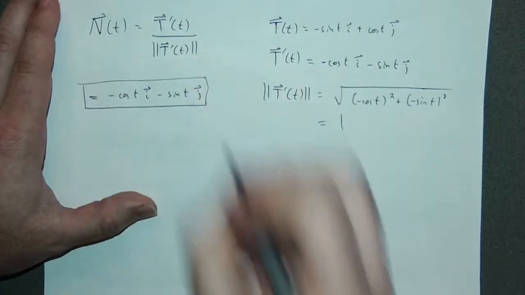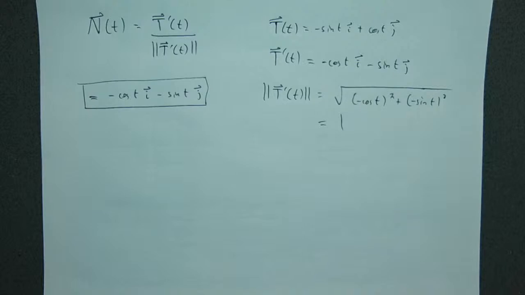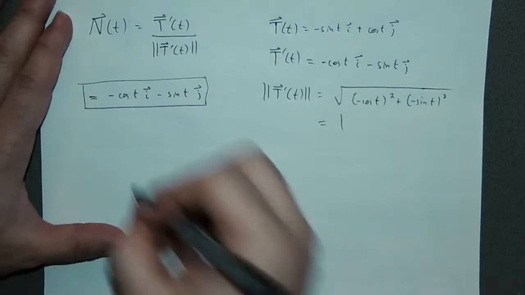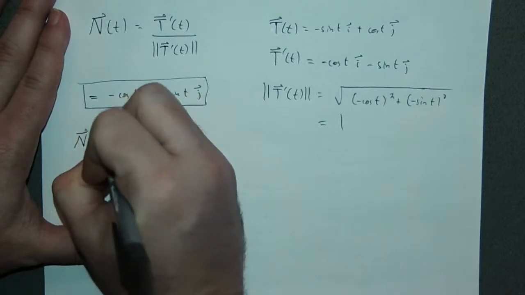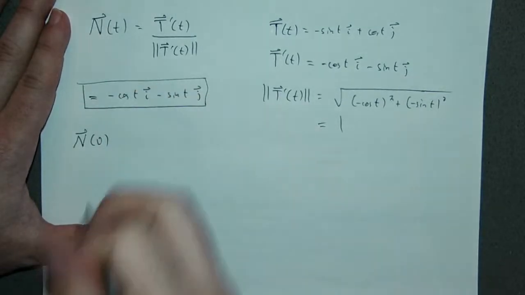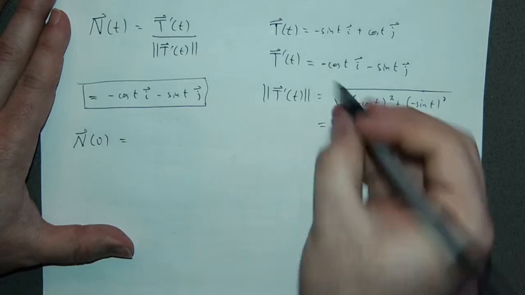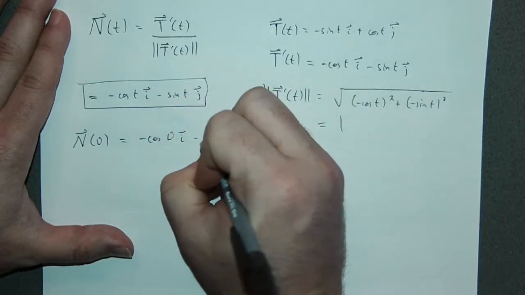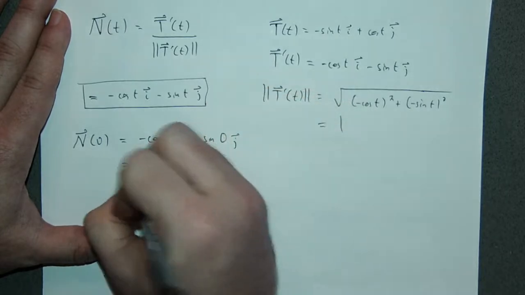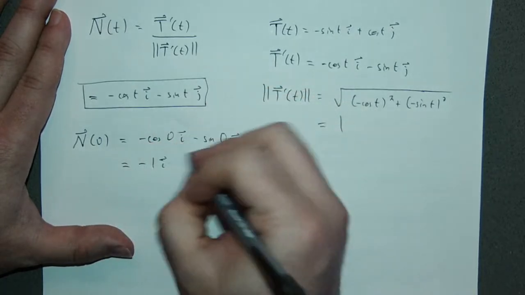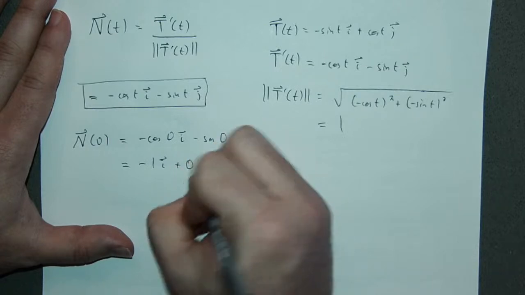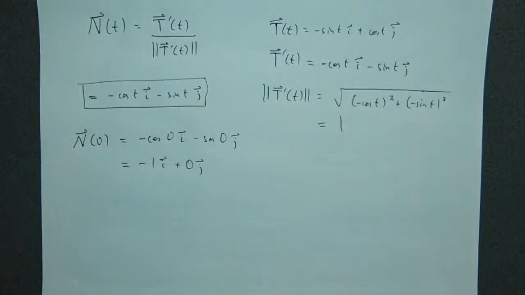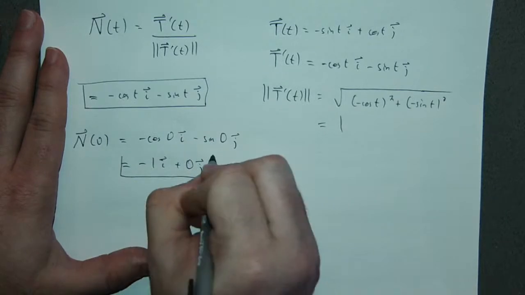Okay. So let's compute some of these normal vectors to make sure that they make sense on that same picture. I'll bring the picture back once we do. So let's do N of 0 here. So N of 0 is minus cosine 0 i minus sine 0 j. So that is minus 1 i minus or plus 0 j. I guess it doesn't matter.